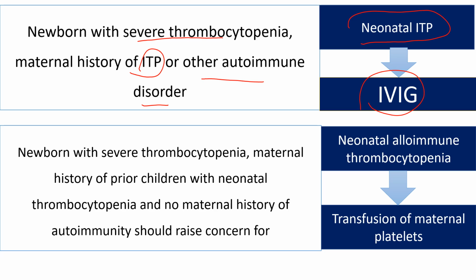Another condition, different: newborn with severe thrombocytopenia, maternal history of prior children with neonatal thrombocytopenia, but no maternal history of autoimmunity. This should raise the concern for neonatal alloimmune thrombocytopenia. The treatment here is different, it is transfusion of maternal platelets.